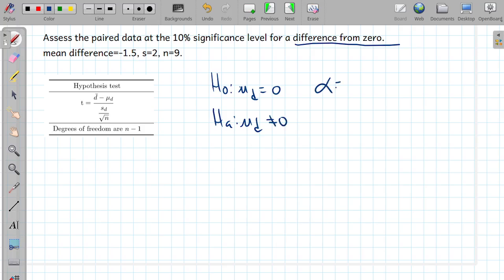So if alpha is at 10%, now with a two-tail test, you're either going to double the p-value or, using critical numbers, we'll divide alpha in 2, and we get 0.05, and then we want a critical value for that. Now degrees of freedom for this will be 8. The critical value is 2.306.